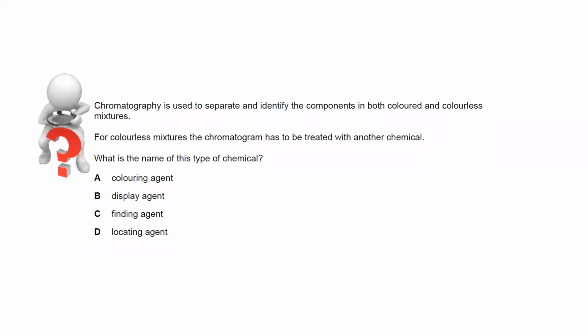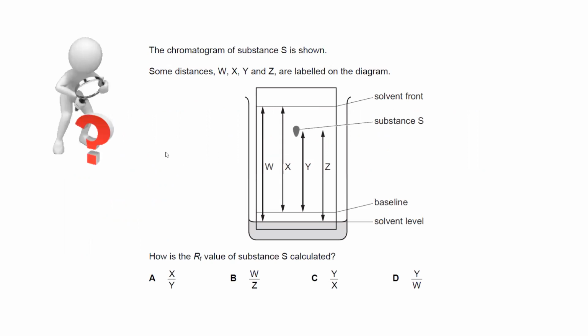What do we call it? Coloring agent, display agent, finding agent, locating agent. So the substance which makes the colorless substance visible, we call a locating agent. So D is the right answer for this question. This is a specific terminology used for making it visible.